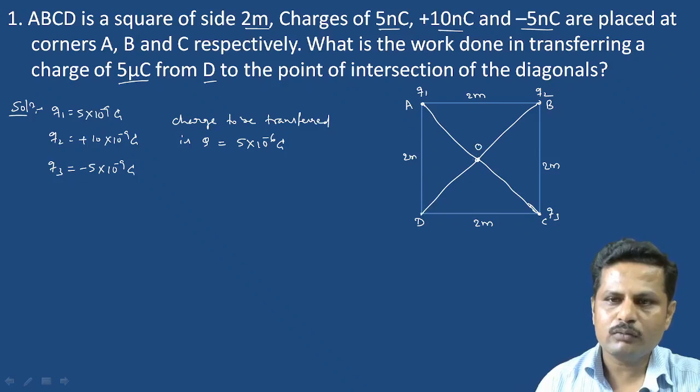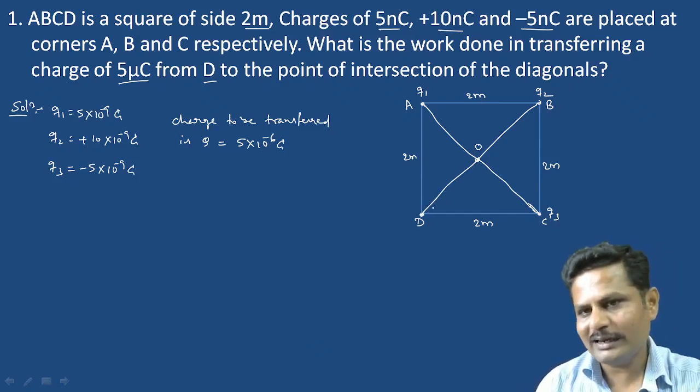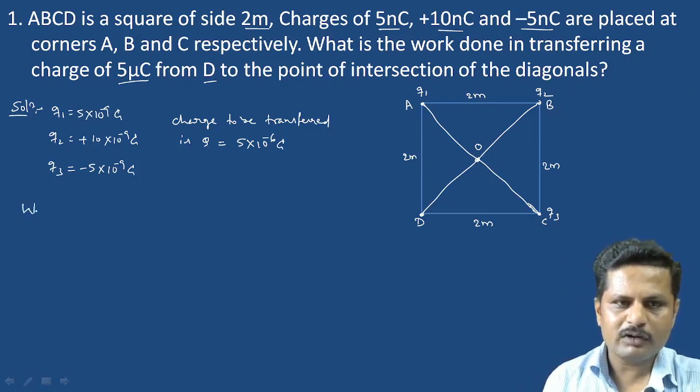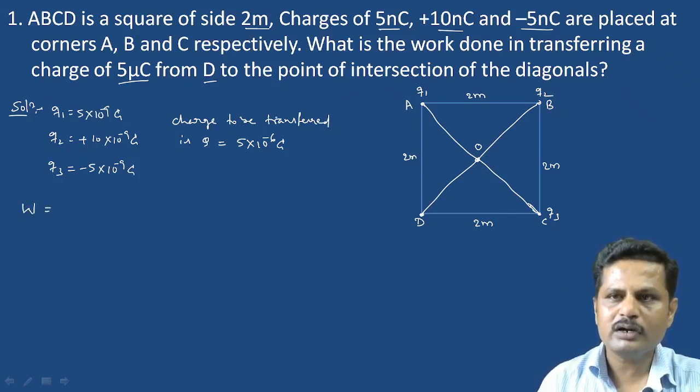Now what is the work done to move the charge Q from D to O? To find this, we need to find the potential difference between these 2 points. To find the potential difference, we must have the potential at D and the potential at O. So first let me take potential at O. Why are we finding this? Because we need the work done in transferring the charge from D to O. So work done is equal to potential difference times the charge to be transferred. So that is V0 minus VD, that is potential at O minus potential at D, into the charge to be transferred. So to find out VO, we need to use the superposition principle.